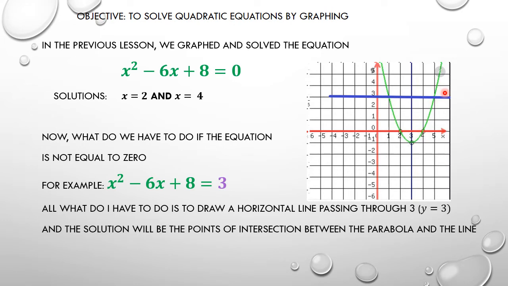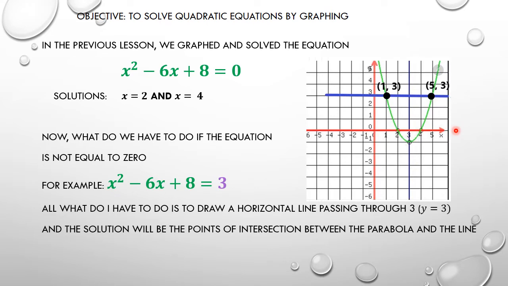Before, when it was equal to 0, the 0 is at the x-axis. But now y is 3. Y equals 3 is here. So the solution will be these 2 points. The first point, its coordinates are 1, 3, and the second one is 5, 3. Both of them have y equal to 3, and that's what I want, because here they replace the y by 3. So the solution will be x equals 1 and x equals 5.